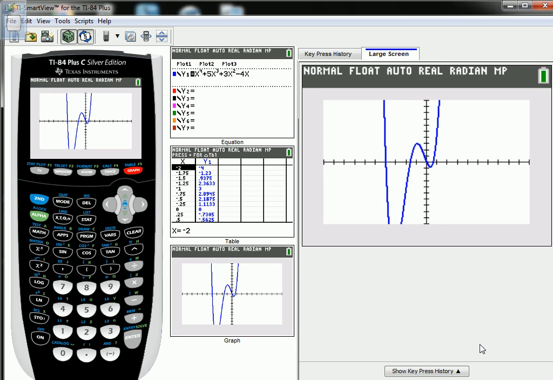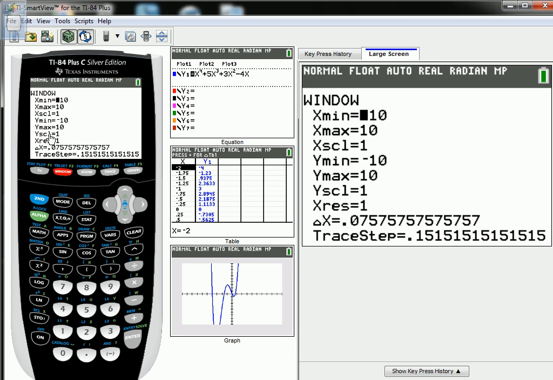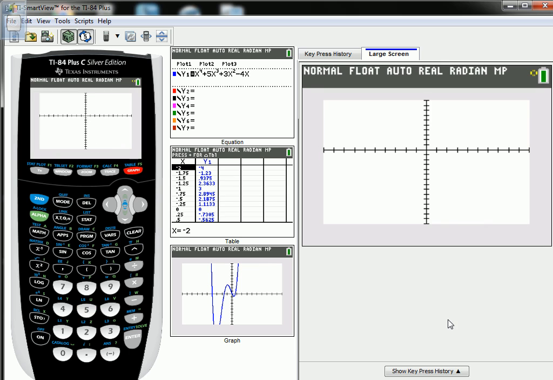That is correct. So what we do, guys, and everybody, let's do this together. Hit the window, and let's arrow down to Y min, and we want to make it go down further. Do you think negative 15 will do it? Negative 20? What do you want to try? Negative 15. Okay, we'll try that, and then we'll go look.